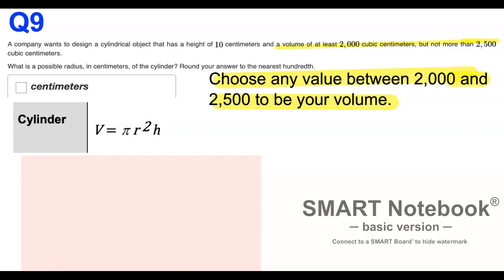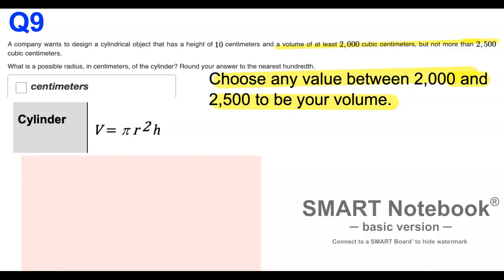A company wants to design a cylindrical object that has a height of 10 centimeters and a volume of at least 2,000 cubic centimeters, but not more than 2,500 cubic centimeters. What is a possible radius in centimeters of the cylinder? Round your answer to the nearest hundredth.